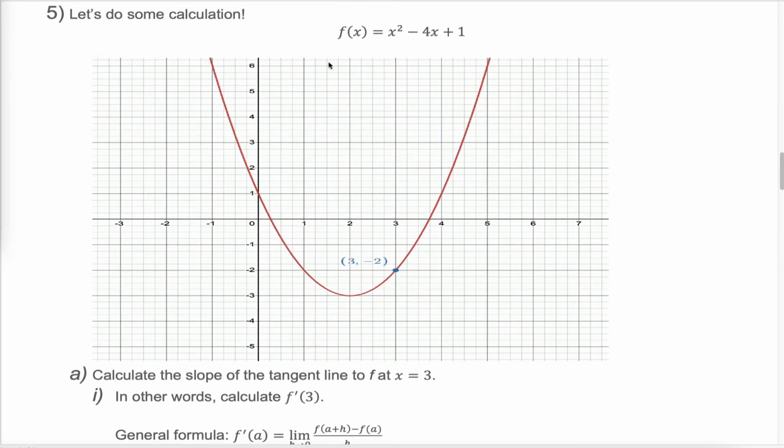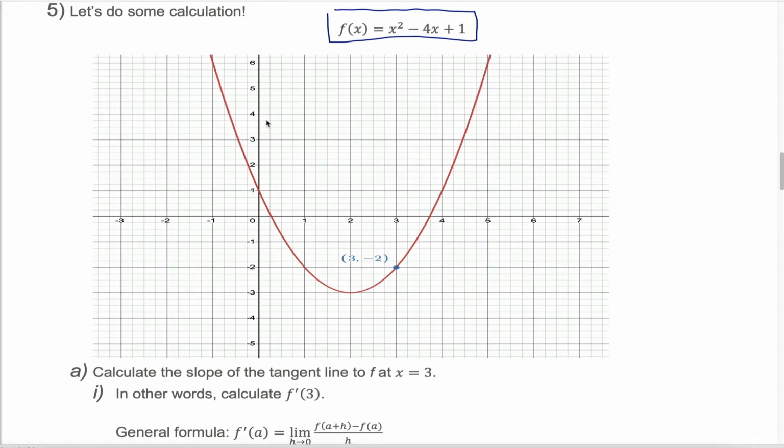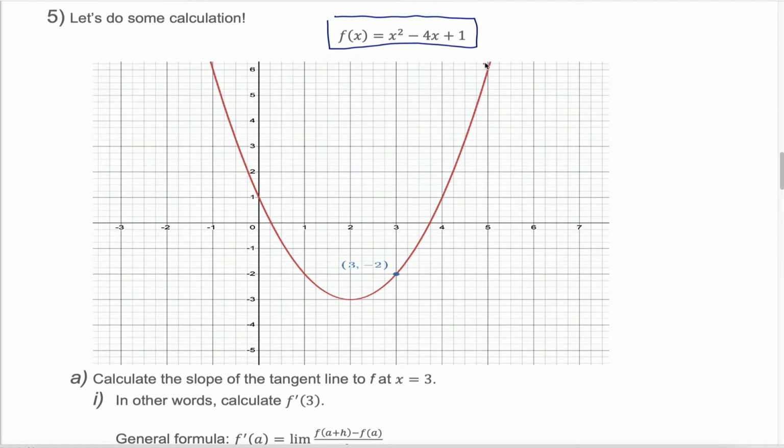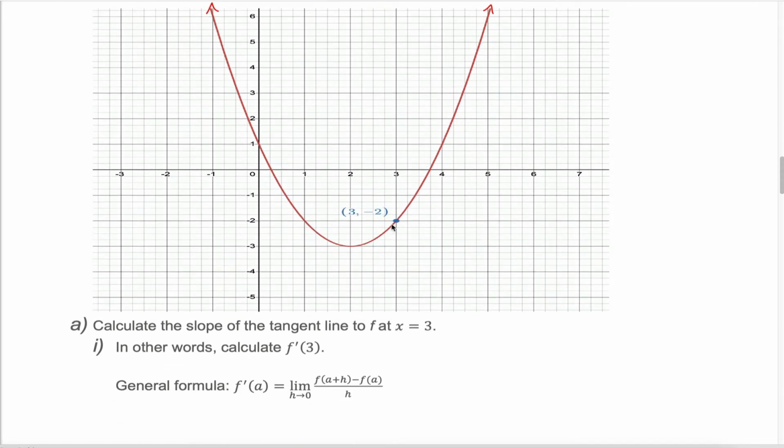So let's start from the start. Suppose I gave you some function. The equation of that function is x squared minus 4x plus 1. Really, all we're going to need is the equation of that function. But to try to give this an intuitive appeal, I'm also going to draw the graph for you. What I want you to do is calculate the slope of the tangent line to this function that's pictured in red, whose equation is boxed up here, at this point where x equals 3.